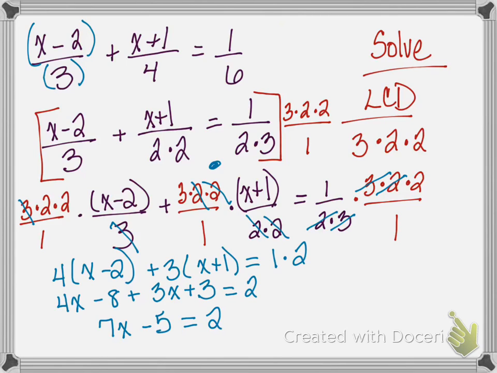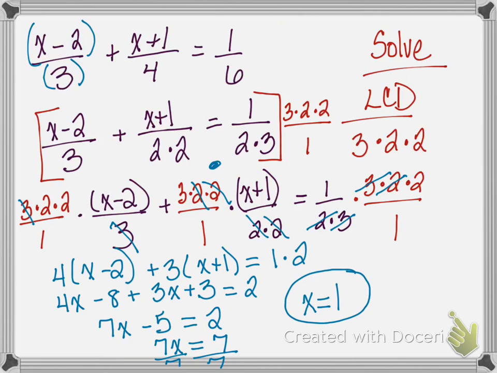Okay, I'm going to add 5 to both sides. When I add 5 to both sides, I'm left with 7x equals 7. So what is my x value if 7x equals 7? 1. Okay, because I divide both sides by 7. Okay, and I get x equals 1. So my answer to this right now is x equals 1.